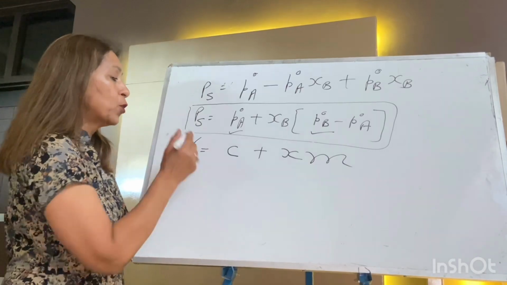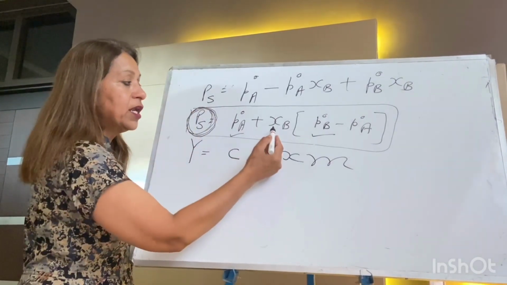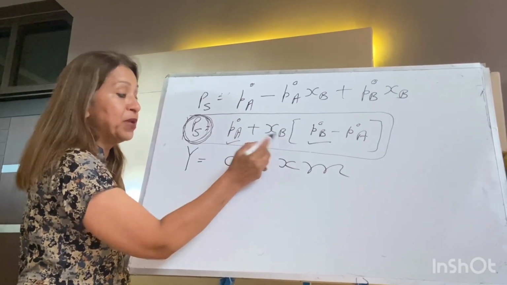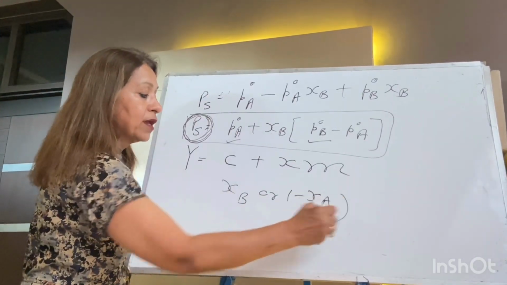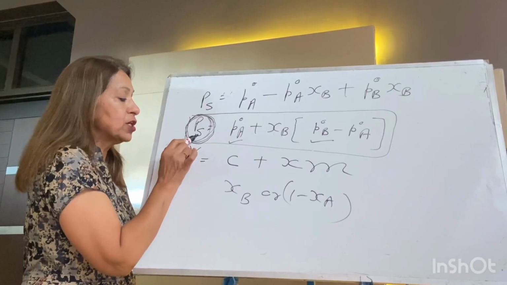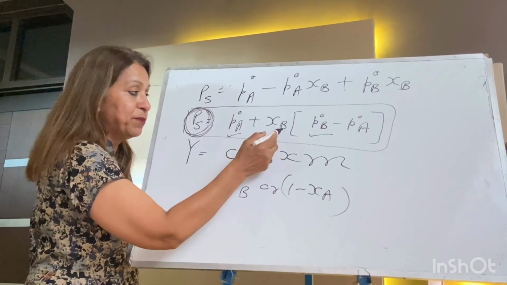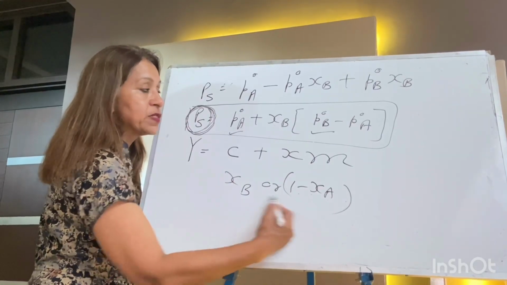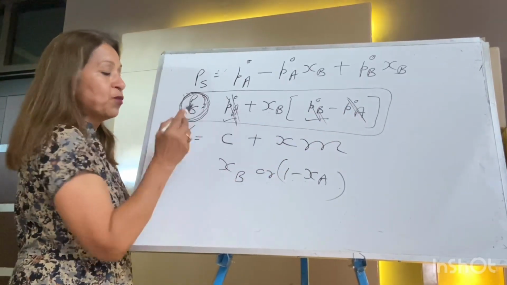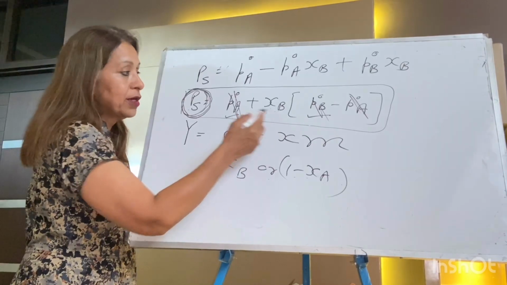So what does it prove? It proves the total vapor pressure of the solution is a linear function of the mole fraction of B, or 1 minus XA. Again listen, what does this prove? The total pressure of the solution is a linear function of the mole fraction of the component B or 1 minus XA, one and the same thing, because the other terms are constants. So if you plot a graph with vapor pressure on the y-axis and mole fraction on the x-axis, you will see a straight line.